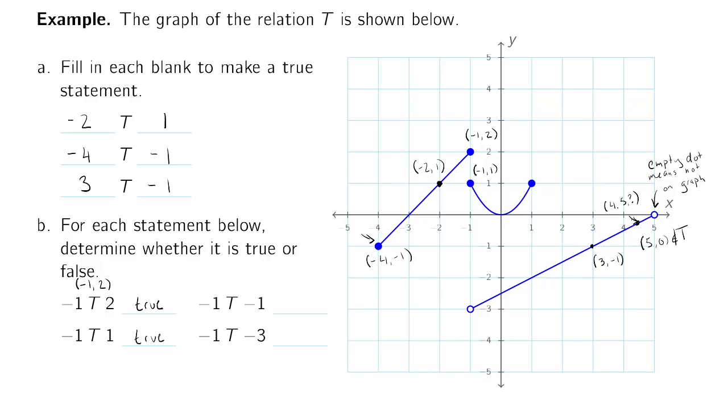(-1, -1), oh, there's nothing there. There's no mark at all on the graph. So (-1, -1) is not in the relation. That's false. And then (-1, -3), there's an empty dot there. So (-1, -3) is not in the relation. That's also false.